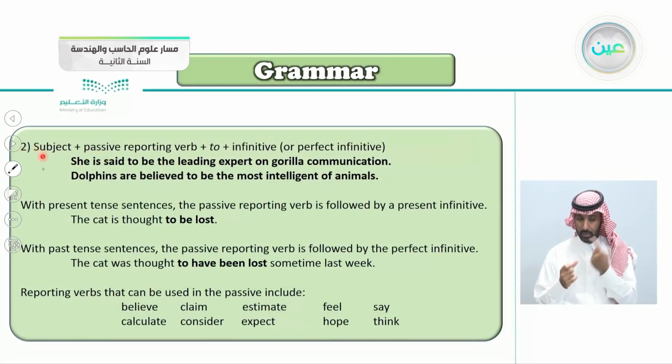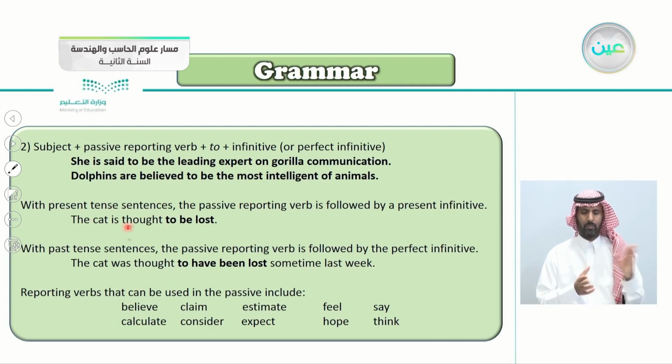The second part here, you begin with the subject, then the passive reporting verb, then to, then you write the infinitive or the perfect infinitive. For example, the subject here is she or dolphins. She is, the dolphins are. And the passive reporting verb here is said or believed. So she is said to, this is the to here. She is said to be the leading expert on guerrilla communication, or dolphins are believed to be the most intelligent of animals. With present tense sentences, the passive reporting verb is followed by a present infinitive.